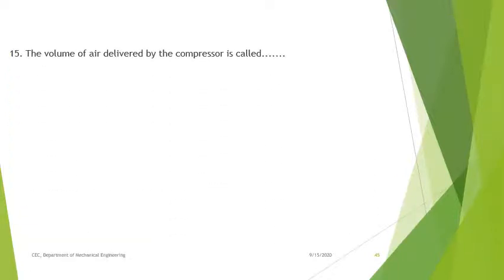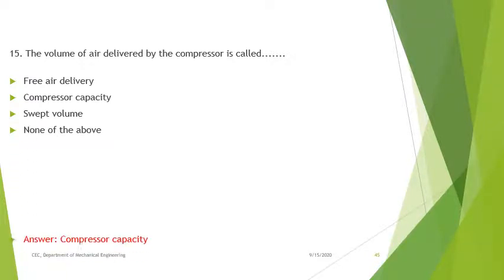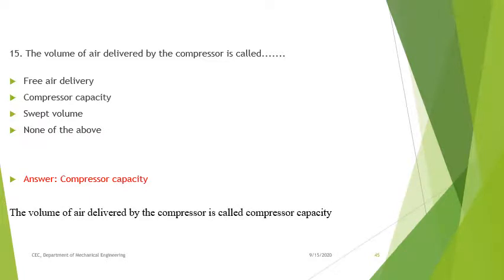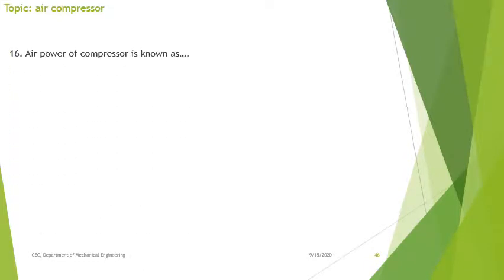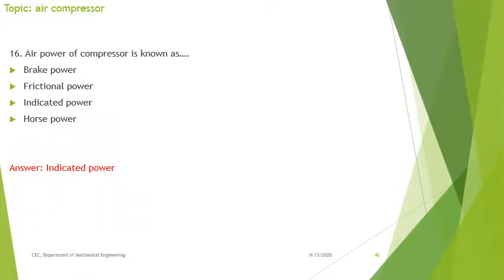The volume of air delivered by the compressor is called free air delivery, compressor capacity, swept volume, or none of the above. Answer, compressor capacity. The volume of air delivered by the compressor is called compressor capacity. Air power of a compressor is known as brake power, frictional power, indicated power, or horsepower. Answer, indicated power.